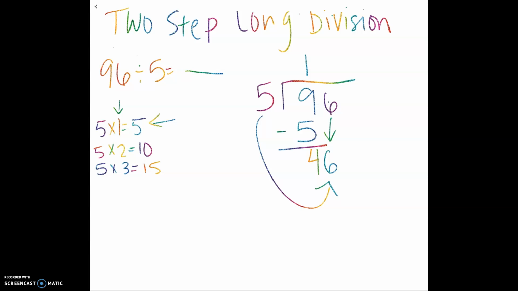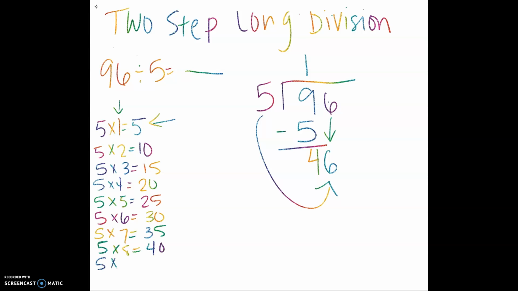Now, I started making my little multiplication table over here, but I didn't get far enough, so let's finish it up and try to get really close to 46. So I know that 5 times 4 is 20, and 5 times 5 is 25. 5 times 6 is 30. 5 times 7 is 35. 5 times 8 is 40. 5 times 9 is 45. And 5 times 10 is 50. Now, 40 would have gotten me pretty close, but it's not close enough because I have 45. And that works really good for me right now.